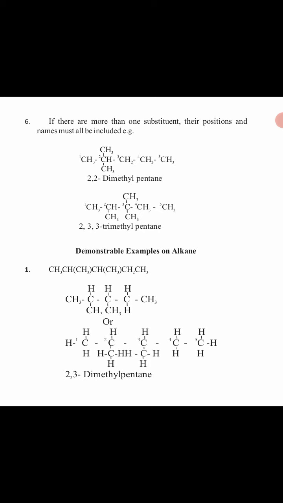All right. Dimethyl pentane. Two, two dimethyl pentane. The longest straight carbon chain is C5, pentane. All right, two, two dimethyl pentane. Look at the next one.